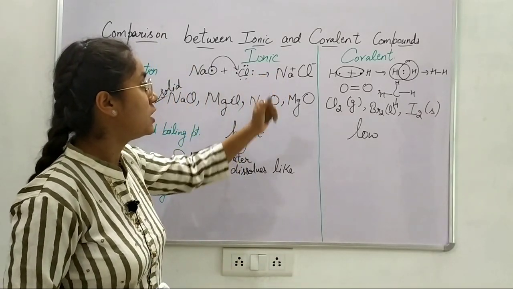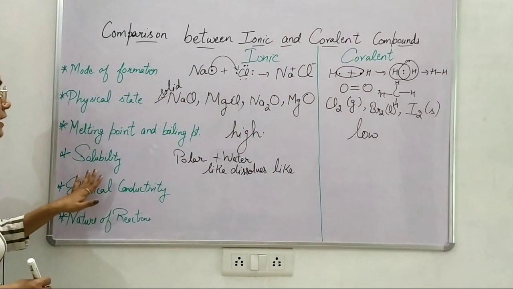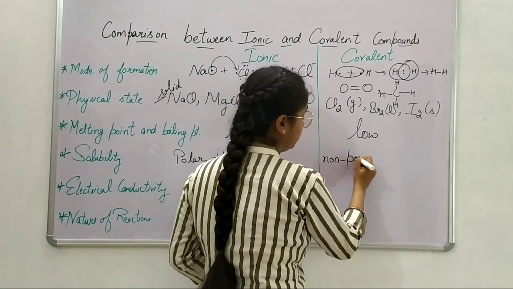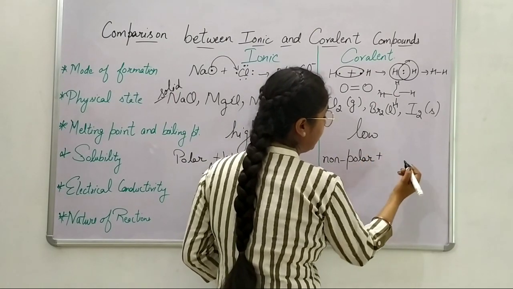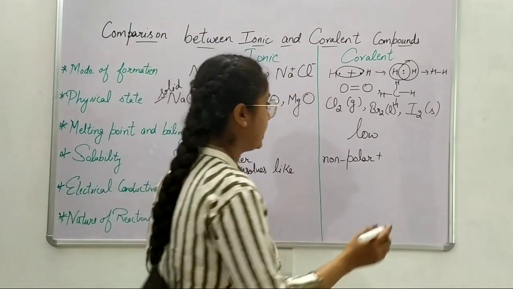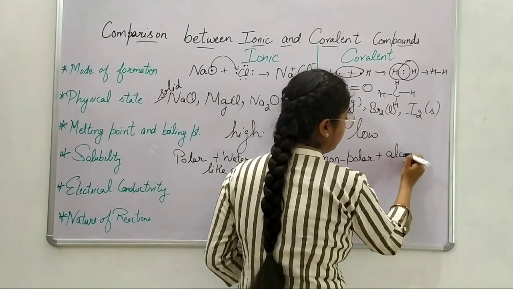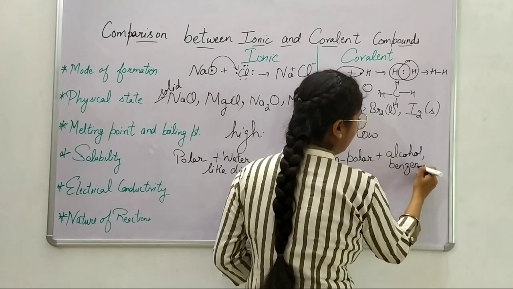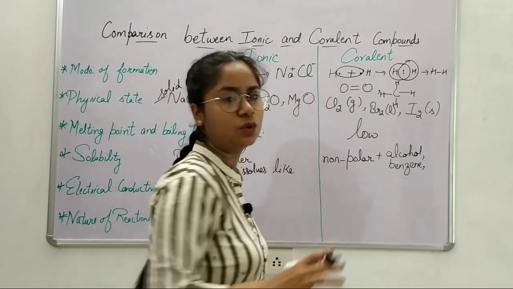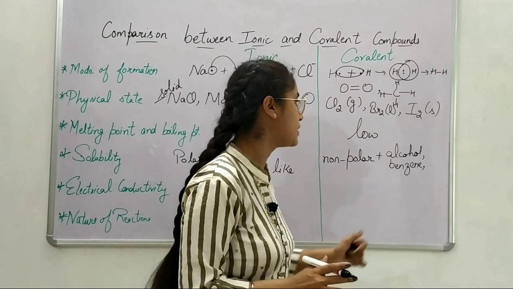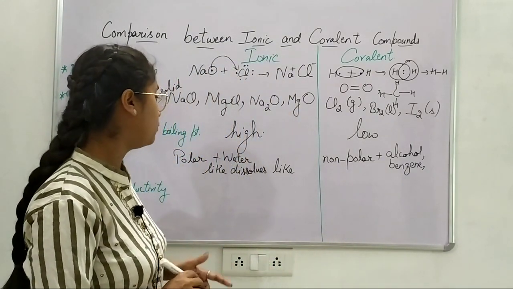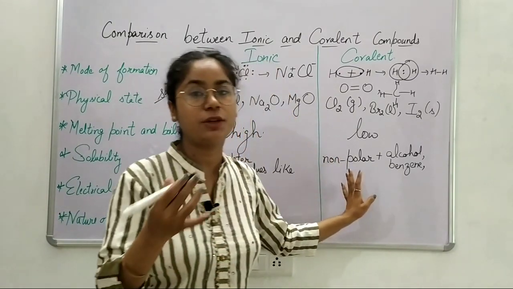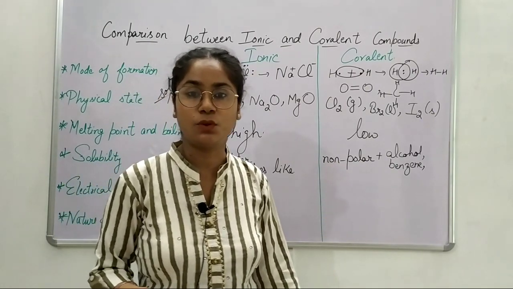Now let's talk about the covalent compounds. Covalent compounds are actually non-polar, and they are only soluble in non-polar solvents. For example, alcohol, benzene, toluene, any more non-polar substance you want to discuss here. So they would dissolve in non-polar solvents, and they would be insoluble in water because water is polar.